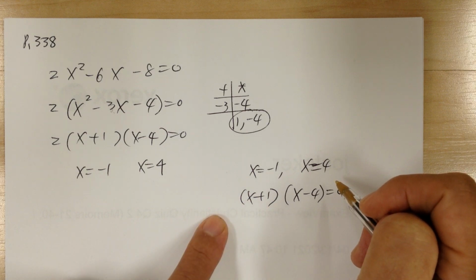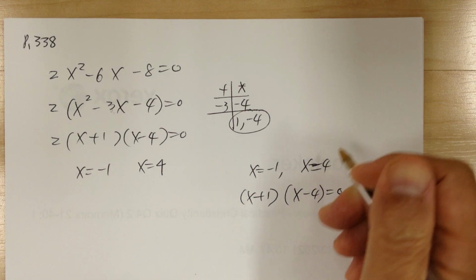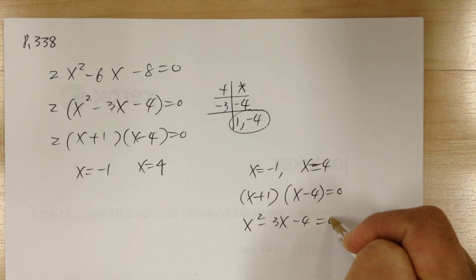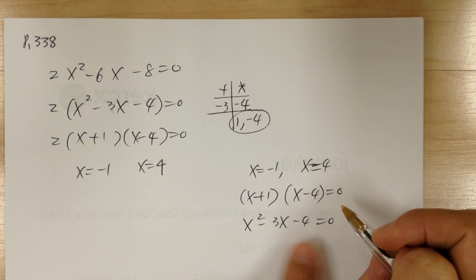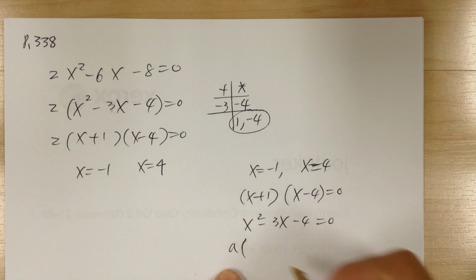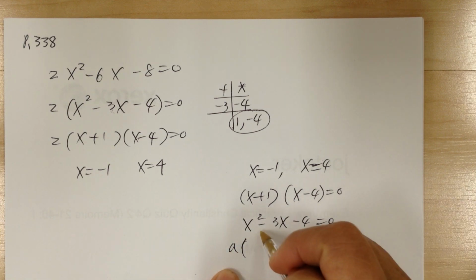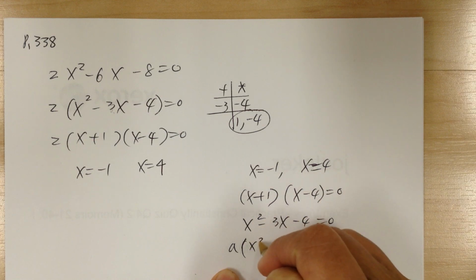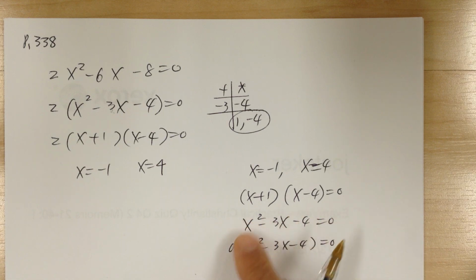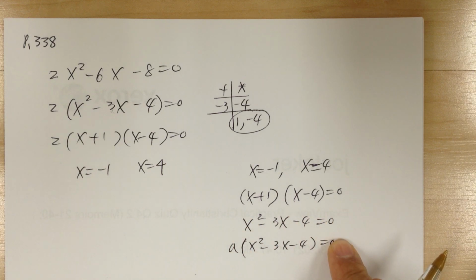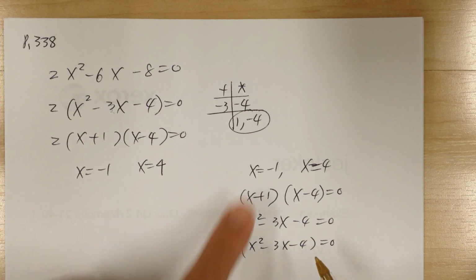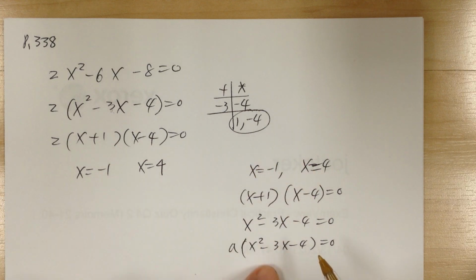Then after that, you multiply out using the FOIL method. You get x squared minus 3x minus 4 equal to 0. However, because this is equal to 0, you can multiply by a number in front. It can be any number, because when you multiply by a on both sides, a times 0 is still equal to 0. So this is how you get back to that. These are the steps to get from the answer to the equation.